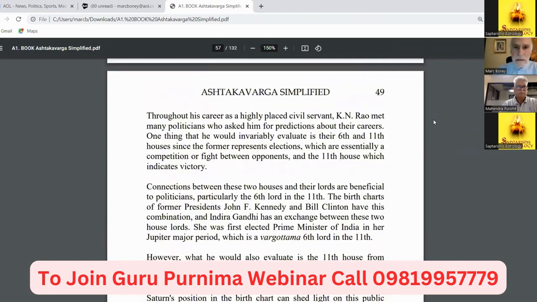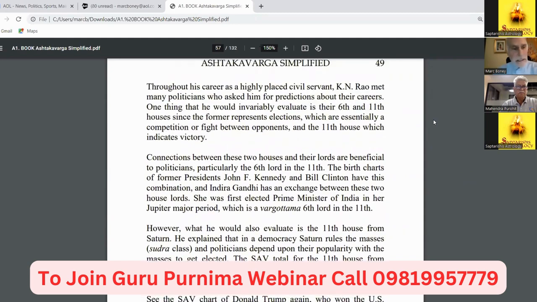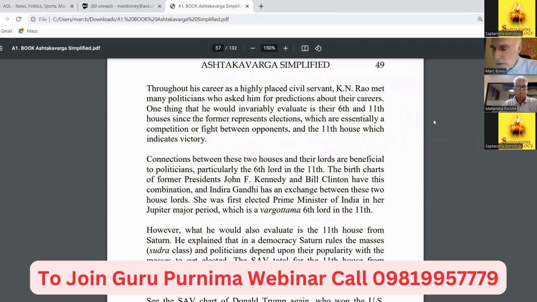Also, K. N. Rao used to talk about the importance of the 11th house and the 6th house for politicians, because the 6th house, of course, is your opponents. It's also the competition, which is what an election is. The 11th house relates to winning, to victory. And so he always used to highlight the 6th house, 6th Lord, 11th house, 11th Lord for politicians. If you looked at the charts of former US presidents, John Kennedy and Bill Clinton, and say Indira Gandhi, who had an exchange between the 6th and 11th Lords, you'll see that.